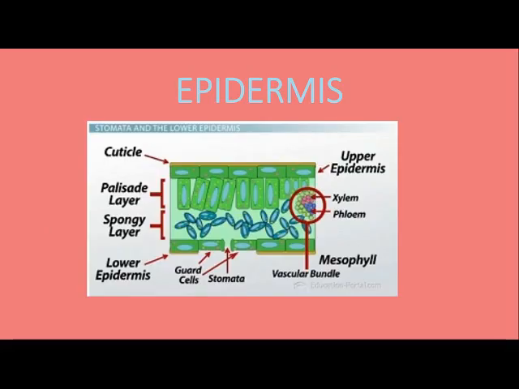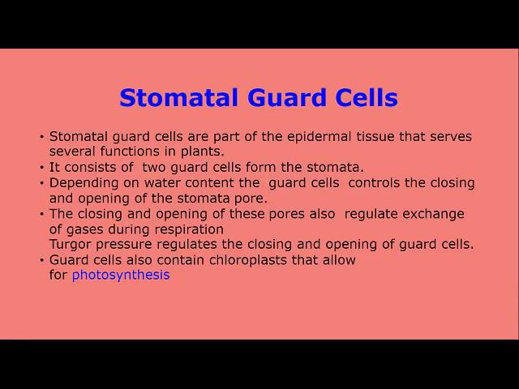Now, can you see in the lower epidermis, one word, guard cell, is written. Children, these guard cells are not continuous. You can see that they have some opening also, and that opening is called the stomata. So let us study about the stomatal guard cells. Stomata guard cells are actually specialized epidermal tissues, and they perform very important functions in the plant. The stomata is actually the opening.